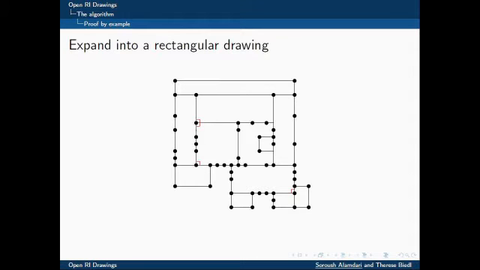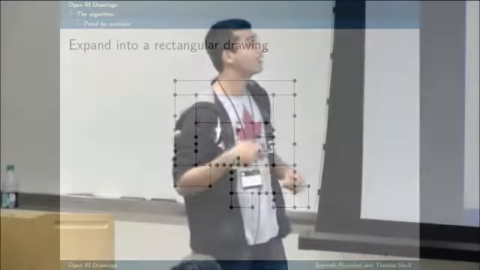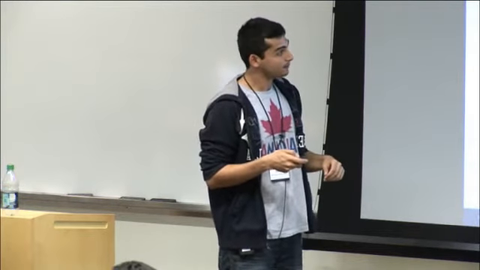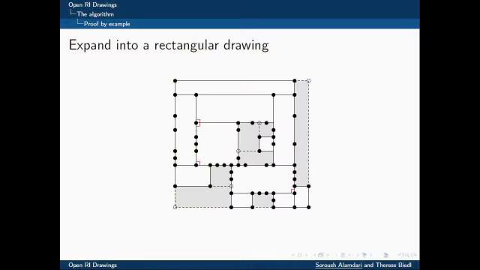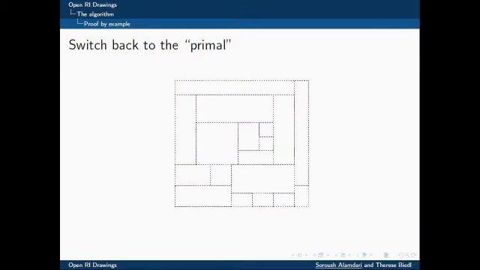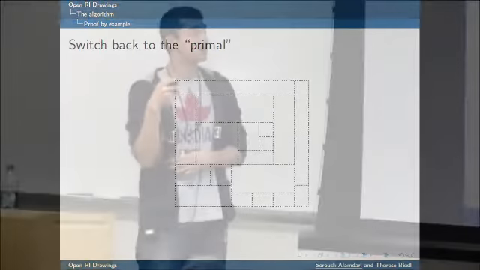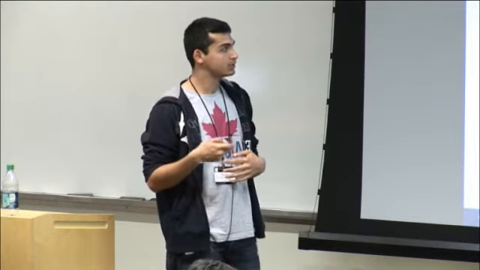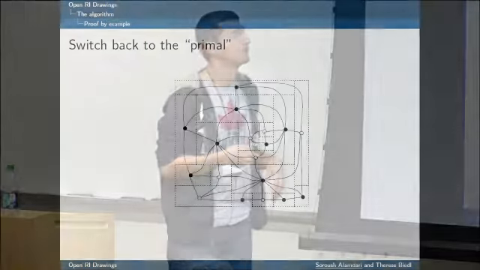But if this step goes through, we have an orthogonal drawing without bends. And the next thing we do is that we add some edges and vertices to the graph so that the graph becomes a rectangular drawing. From this rectangular drawing, we go back to the primal. Remember that we are in the dual space somehow. So we take the dual of this thing, except for the outer fixed vertex.